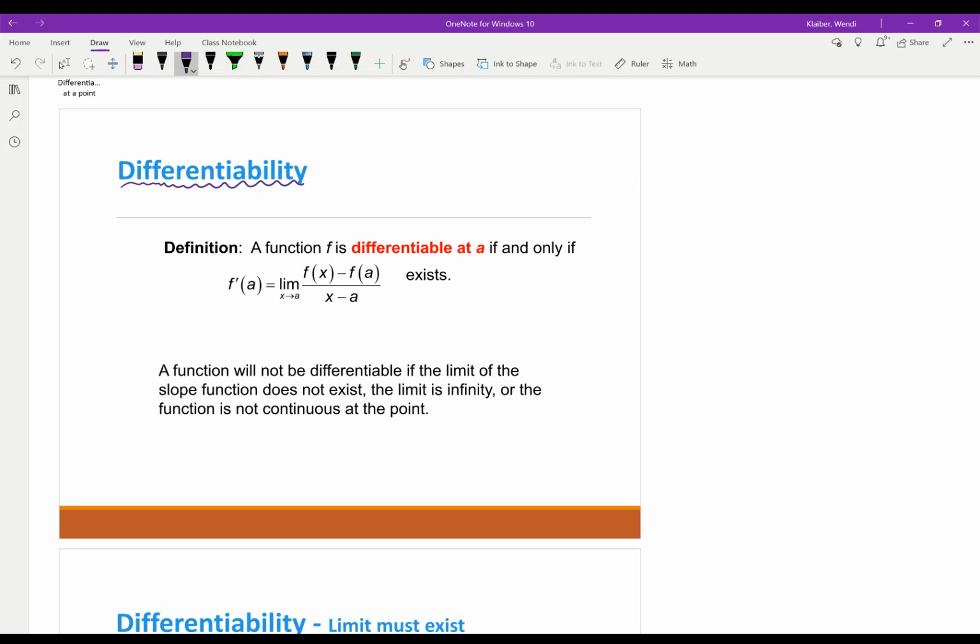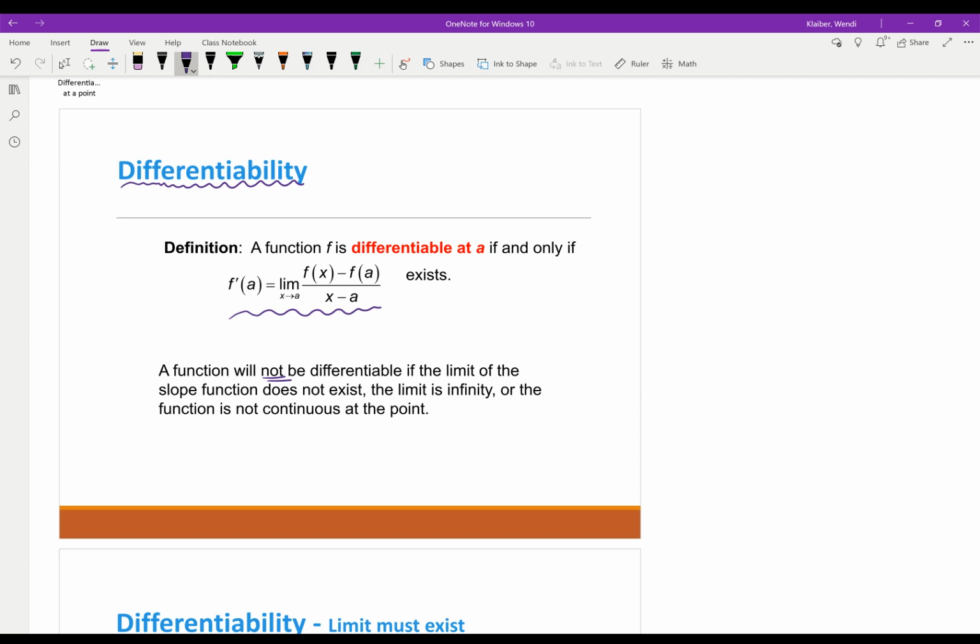Function to have a derivative. A function f is differentiable at a if and only if the limit of f of x minus f of a, all over x minus a, exists. Well, this sounds familiar, doesn't it? It reminds us of our continuity definition. So a function will not be differentiable at three different instances.